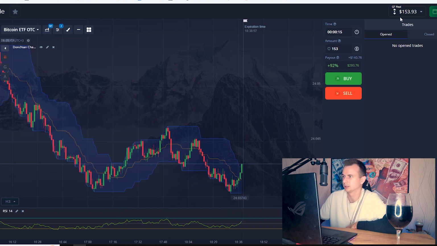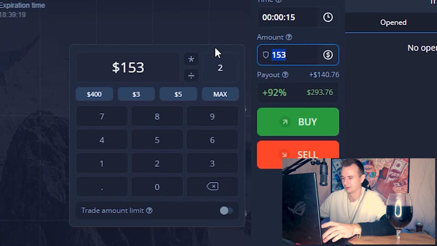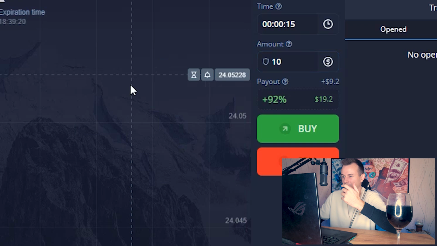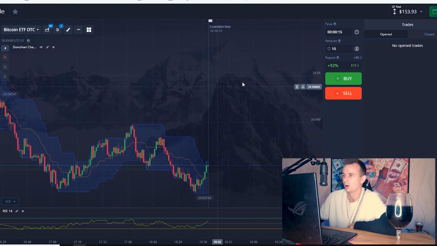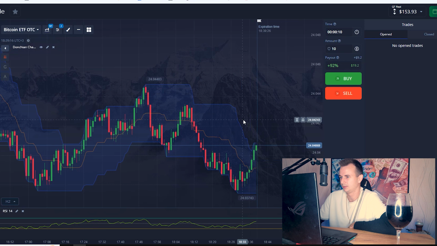After that, as you can see, I have on my balance $153, and I don't advise you to trade using all your balance, because of course you can easily lose them. So we will use $10 per one trade, per one deal. Okay, after that timeline can be 10 seconds, so it will be faster for you to see how it looks like. Okay, and after that we can start trading.